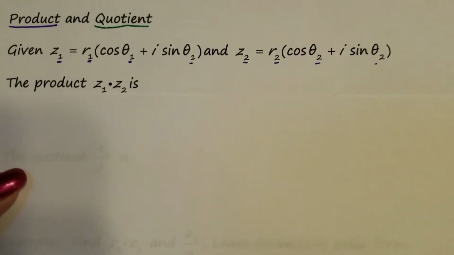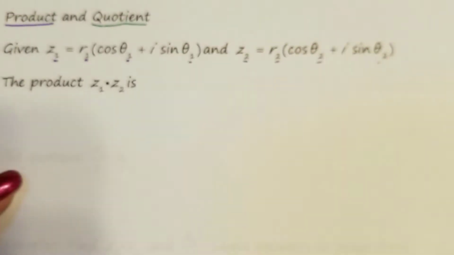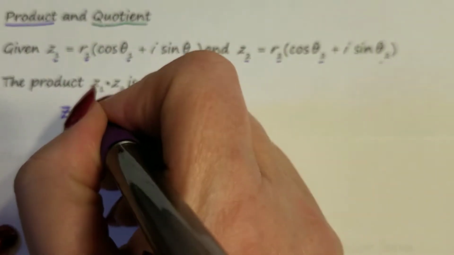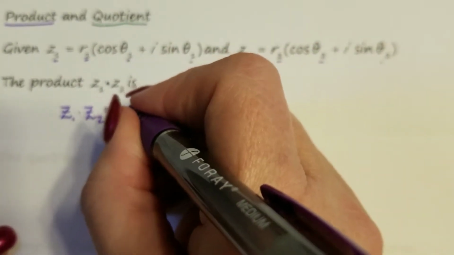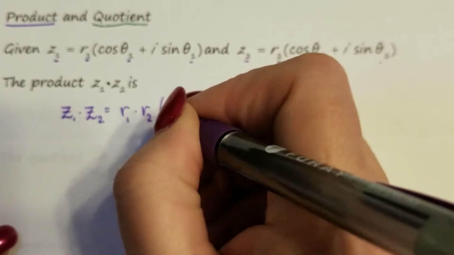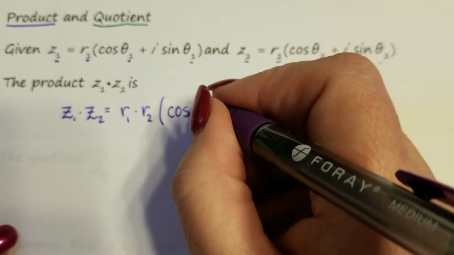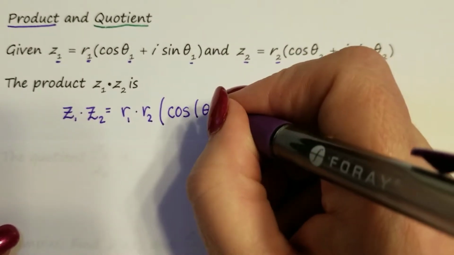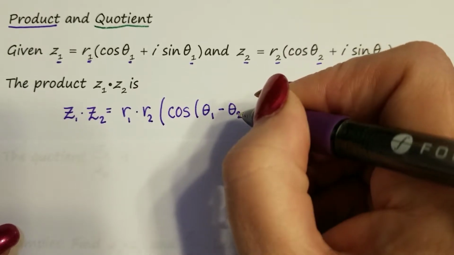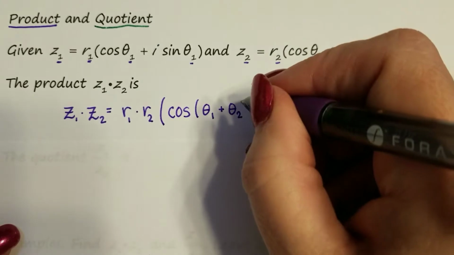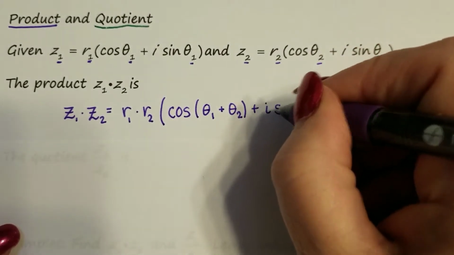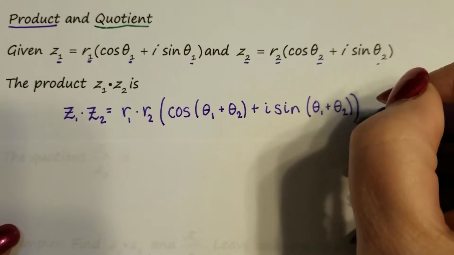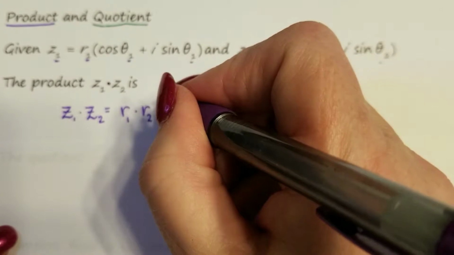So if you're going to multiply these two numbers together, z1 times z2, we're going to have the formula z1 times z2 is equal to r1 times r2, and then parentheses, and then we'll take the cosine of theta 1 plus theta 2, and then plus i times the sine of theta 1 plus theta 2. Kind of looks better if these are brackets, doesn't it?